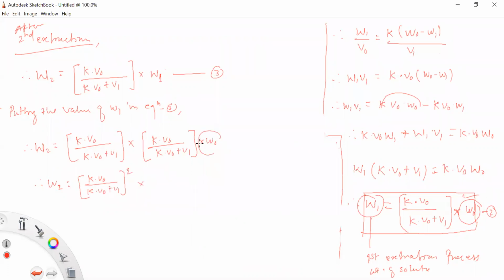And now this is W0. So this is your W2. W2 equals K into V0 upon K into V0 plus V1, so this is the second extraction. Therefore, this 2 into W0. So this is your equation number 4. Right.